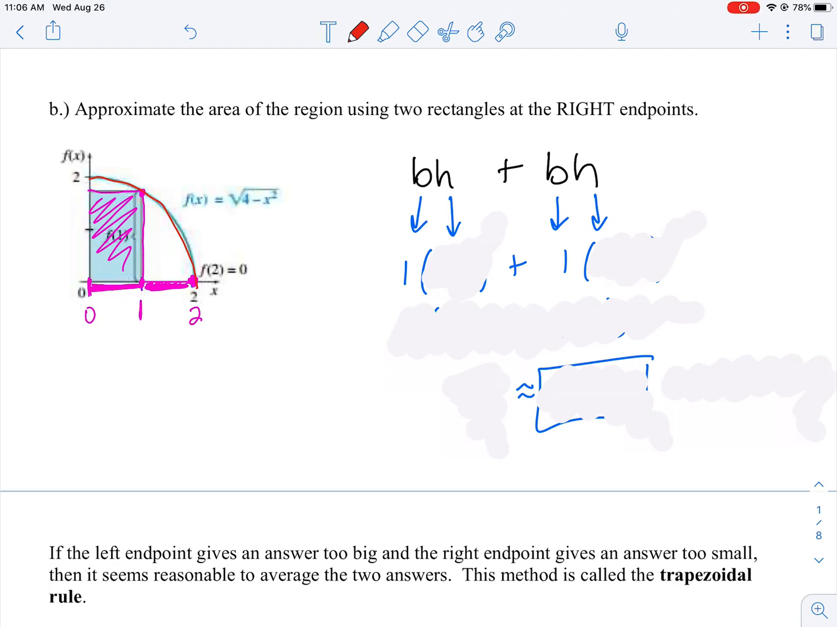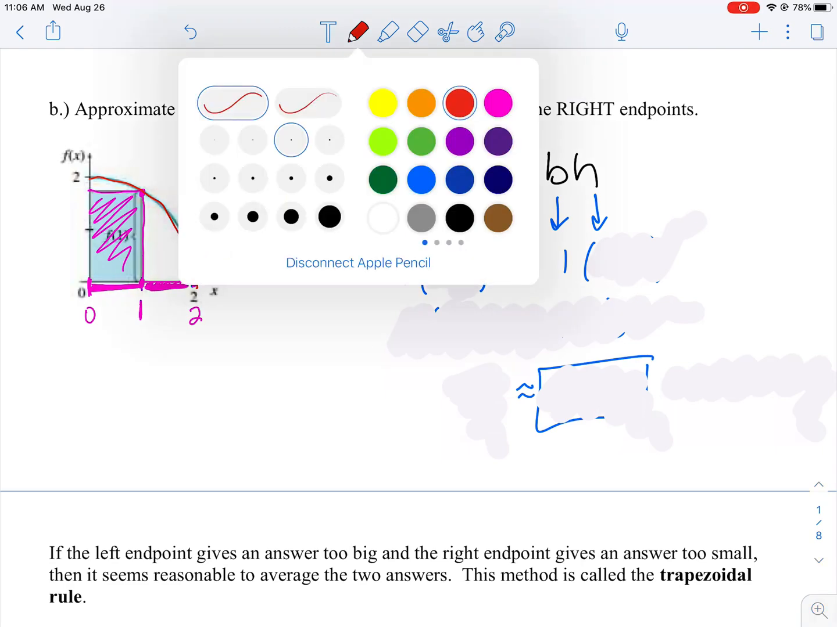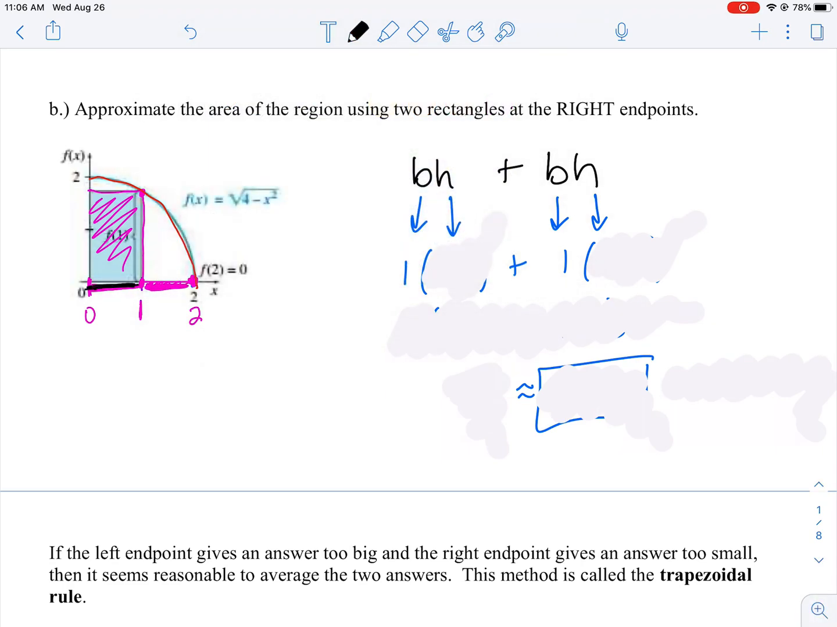Let's do the base times the height of each of these rectangles. If I look at my first rectangle, I know that the base is going to be 1. The height is going to be this y value. Remember where it touches the function. So the height is the y value that corresponds when x is what?